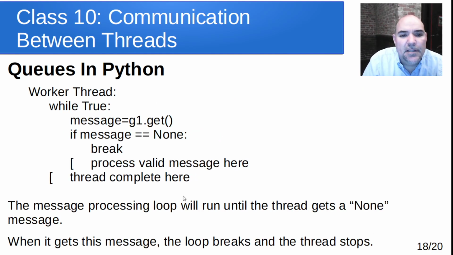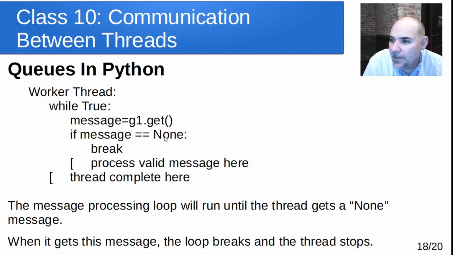So here's what that would look like. So here's a worker thread, and again, this is pseudocode. You say while True, so this is going to run forever. You get a message from the queue. If it's None, we break out of the while loop, which then completes. Otherwise, if it was a real message, we process the message and do whatever it is we're going to do with it, use it, and then we go back up to do another get.